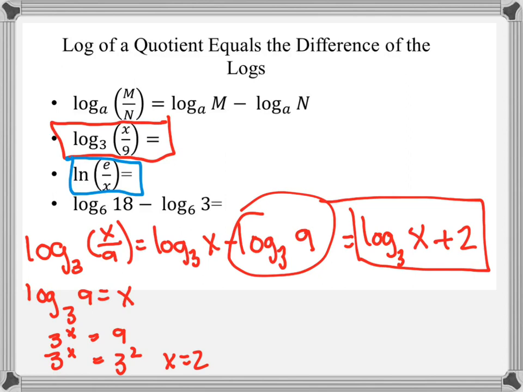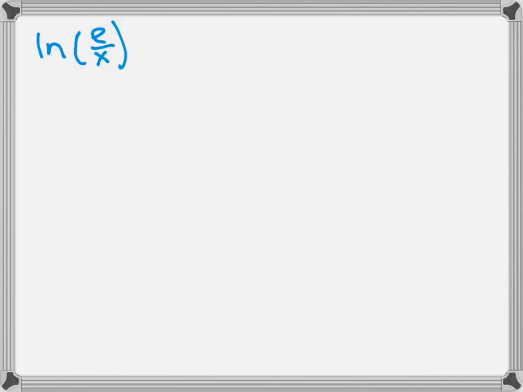Okay, we'll look at the natural log of e over x in blue. And then we'll look at the third example where we're going in the opposite direction in green, both on the next slide. So we have the natural log of e divided by x. So this is a quotient. We'll rewrite it as a difference. So natural log of e minus the natural log of x.